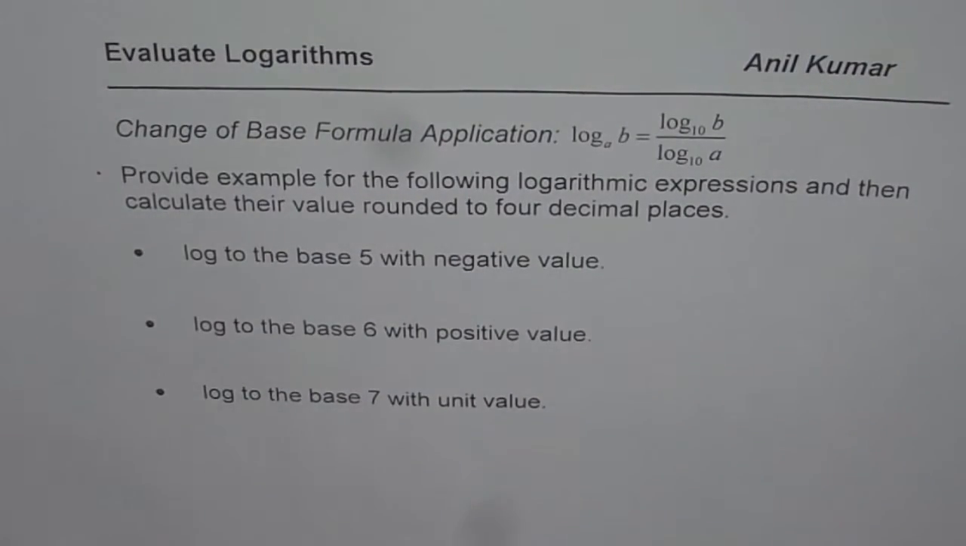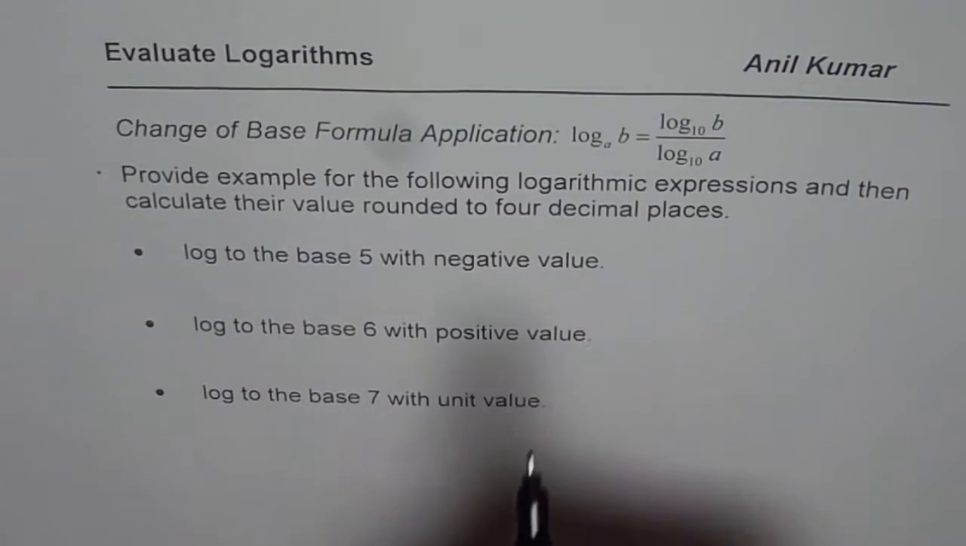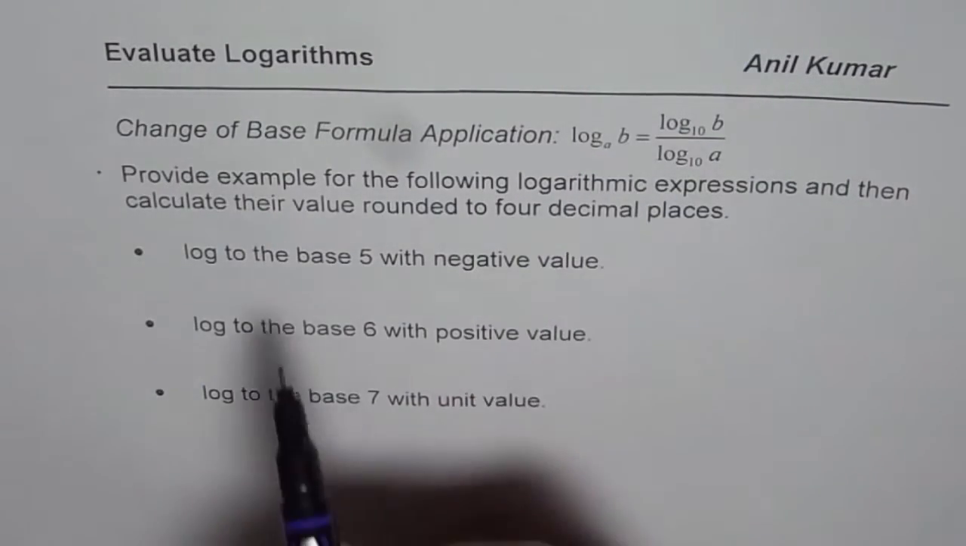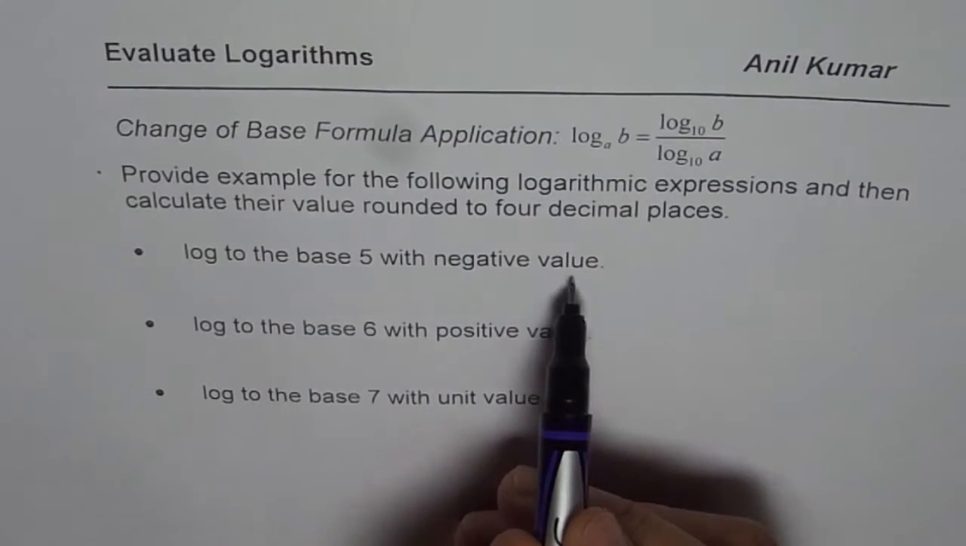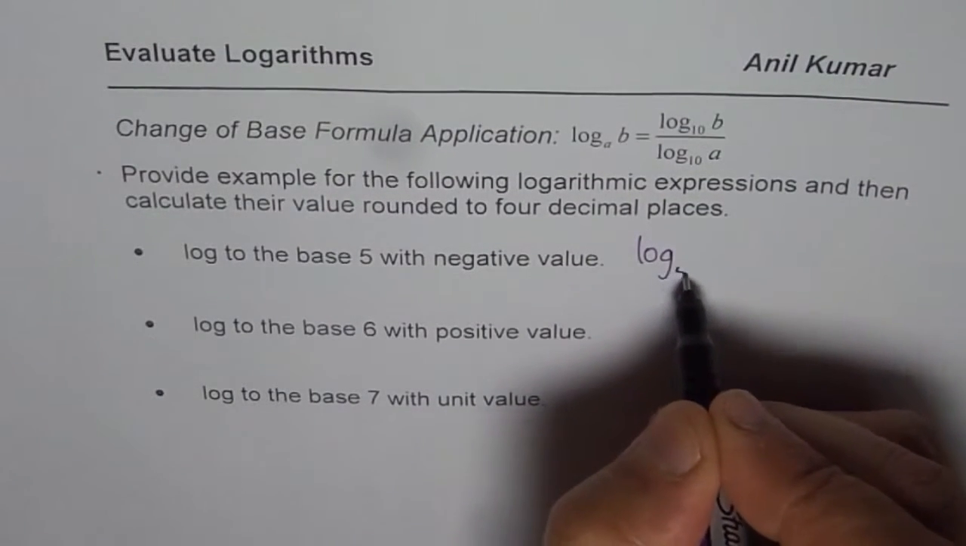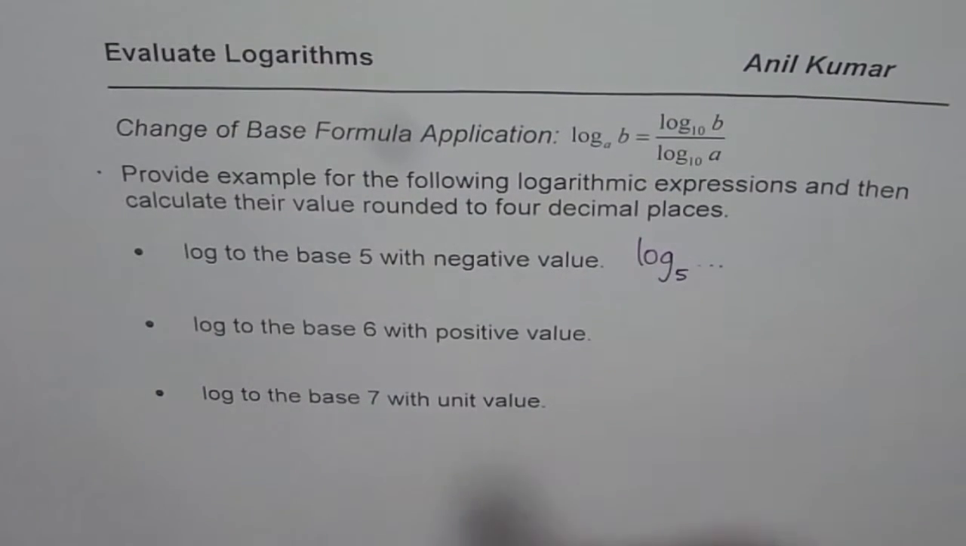So we have three different kinds of statements here. This is just for you to understand logarithmic expressions. The first is log to the base 5 with a negative value. That means you have to write a logarithmic expression like log a of b so that you get a negative value where the base is 5. So how can you get a negative value? What should I write here? This is what you need to write, okay?